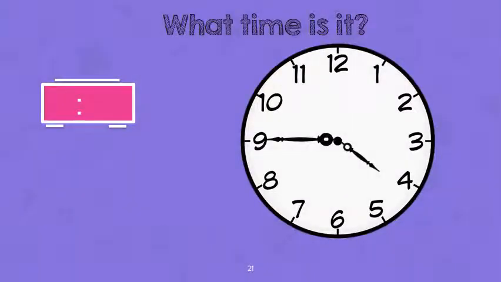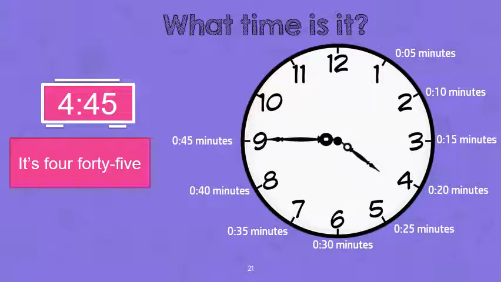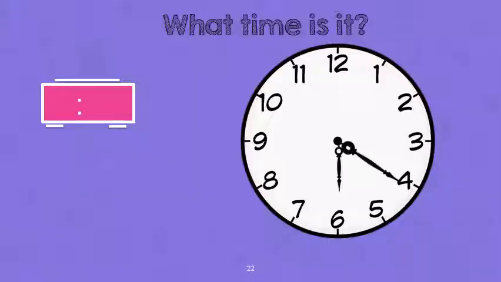Now look at this clock here and tell me what time is it. So the small pointer is on the 4. And the big pointer is on the 9. So let's count the minutes. So we have 5, 10, 15, 20, 25, 30, 35, 40, and 45 minutes. So what time is it? It's 4:45. Okay, what about this one?